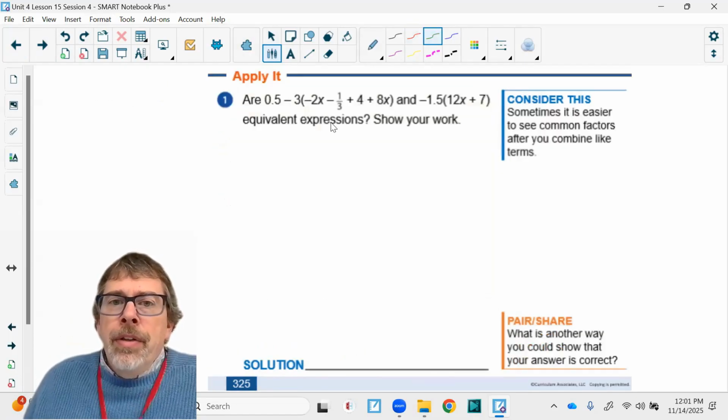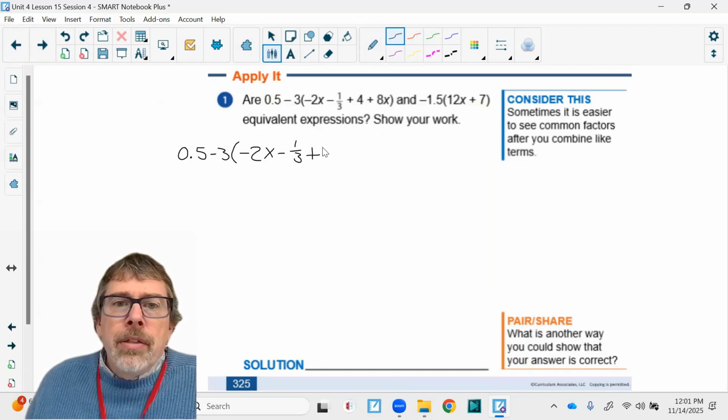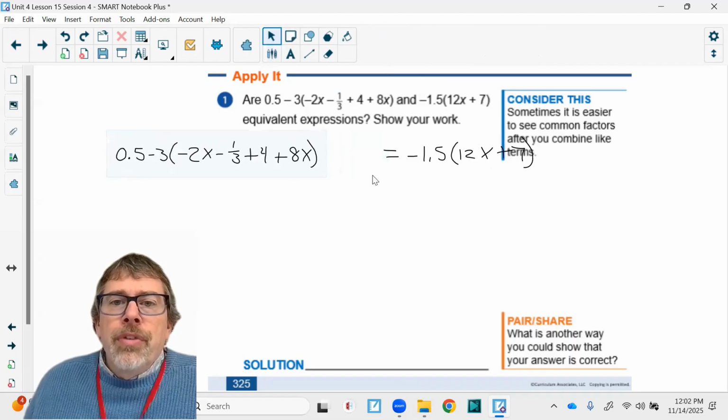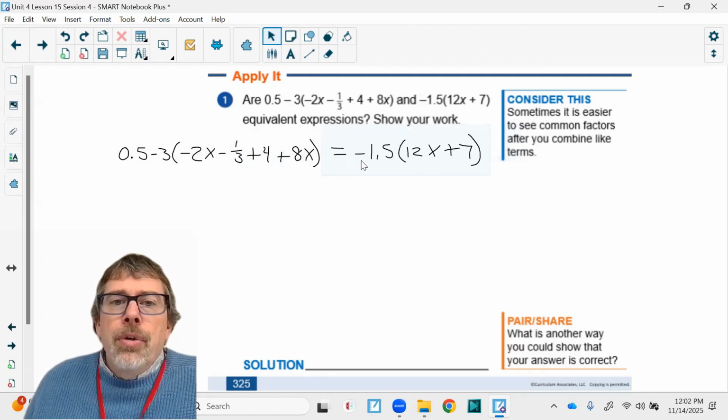Apply it. Are these equivalent expressions? So let's rewrite it. 0.5 minus 3 times the quantity negative 2x minus 1/3 plus 4 plus 8x. Are these equivalent to negative 1.5 times 12x plus 7? And I'm going to just move all this stuff over so it fits like so.